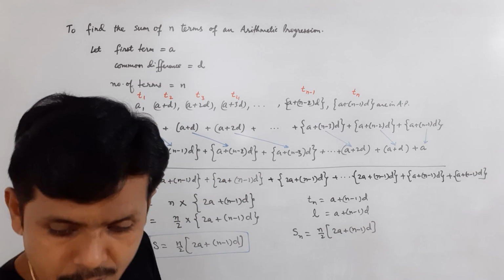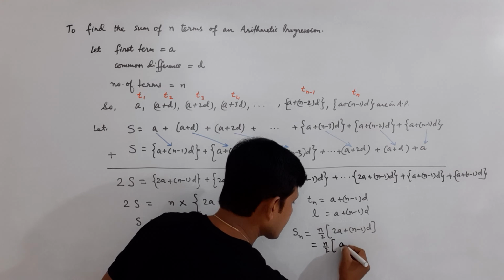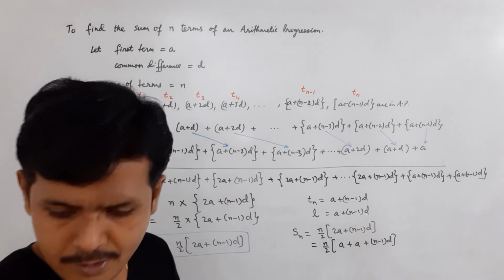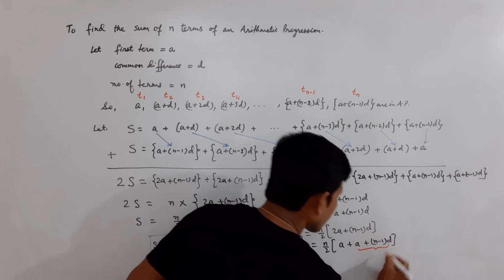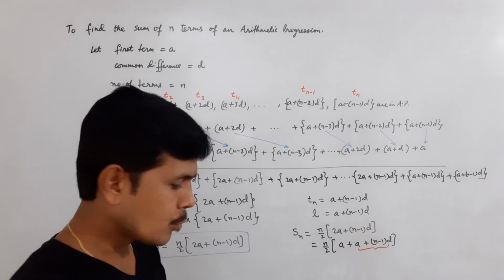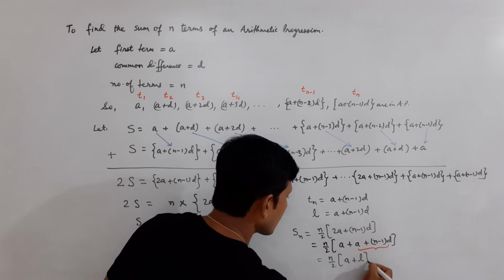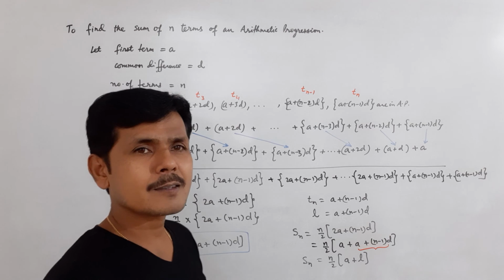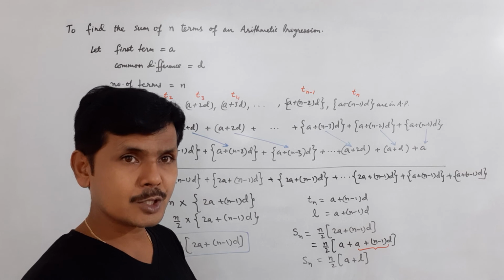Now what I am going to do, just see. N upon 2, I am breaking this 2A as A plus A plus (n minus 1) times D. Now my dear student, you can look over here, from here till here, in place of this I am going to write L. So we will get a formula that is n upon 2 (A plus L). Even this is a formula to find the sum of n terms of an arithmetic progression.